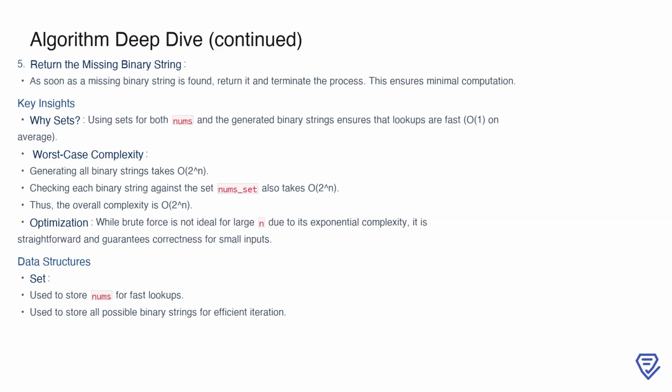However, the brute force approach still has a worst-case time complexity of O(2^n). This is because generating all binary strings requires O(2^n) time, and checking each string against the set also takes O(2^n) in total. Although this approach guarantees correctness, its exponential complexity makes it impractical for large values of n. Despite this limitation, the simplicity and clarity of the method make it a good starting point for understanding the problem. Additionally, the use of sets ensures that the implementation is both intuitive and efficient for small input sizes.